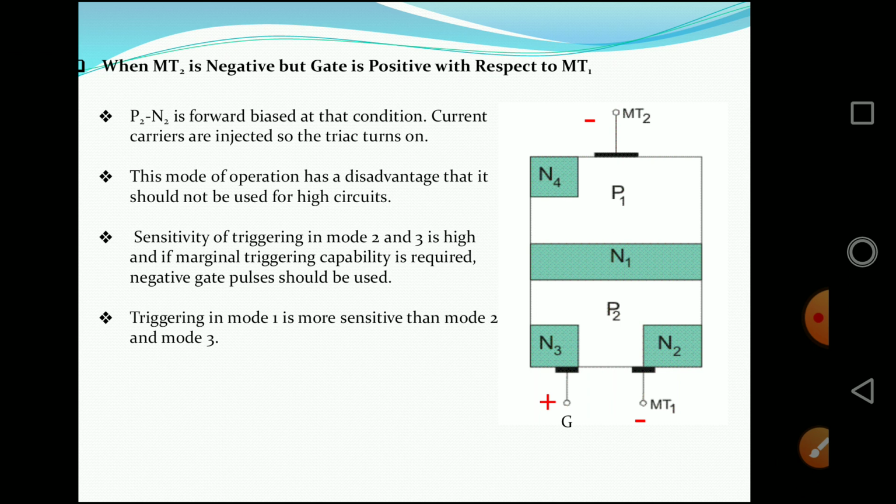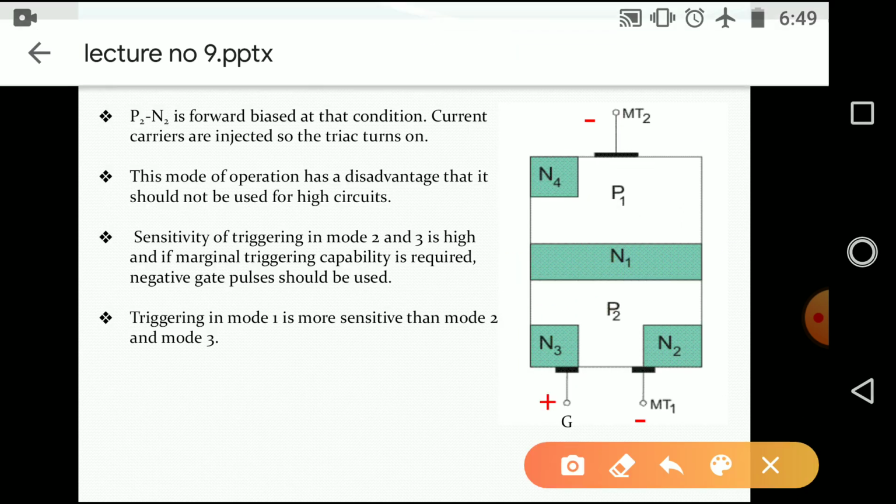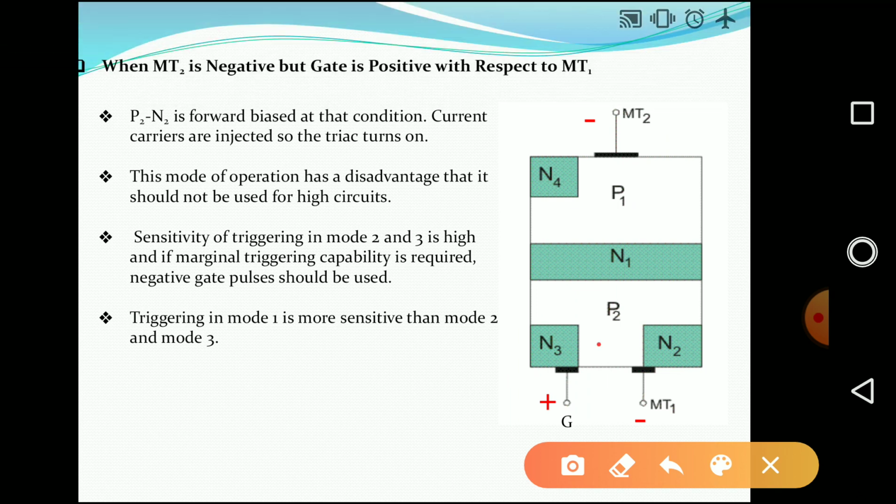Next is the fourth operating region. So during the fourth condition, MT2 is negative with respect to MT1 and gate is made positive with respect to MT1. So this is the operating condition of the TRIAC. So during this mode, P2 and N2 are forward biased because gate is connected positive. Therefore here the gate is connected as positive. This makes P2 forward biased. MT1 is negative, which makes N2 forward biased, and current carriers are injected into the TRIAC, which turns on the TRIAC.